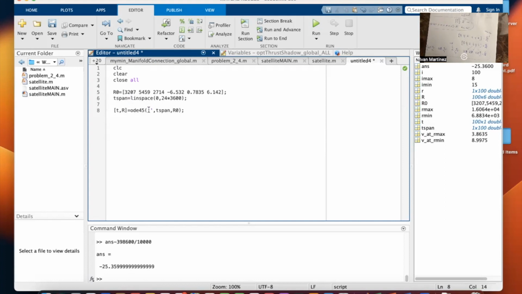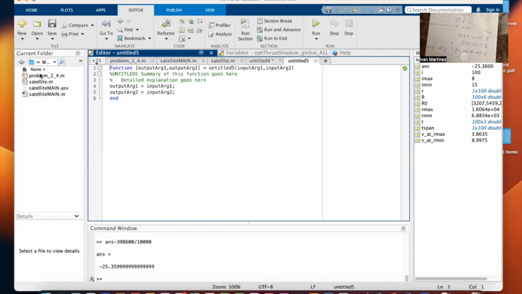We need the function to integrate now. So let's do it. Let's do new function. What is the function? We're going to call it satellite. This is the name of the function. What will be the inputs? First we have the time, and second we have our initial conditions that we called R. What will be the output? The output would be dr, or r dot, or however you want to call it.